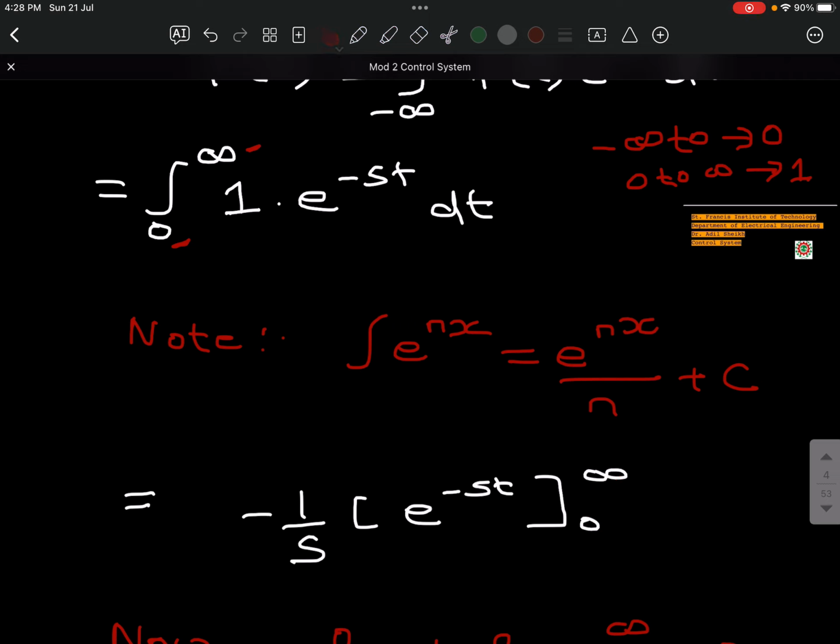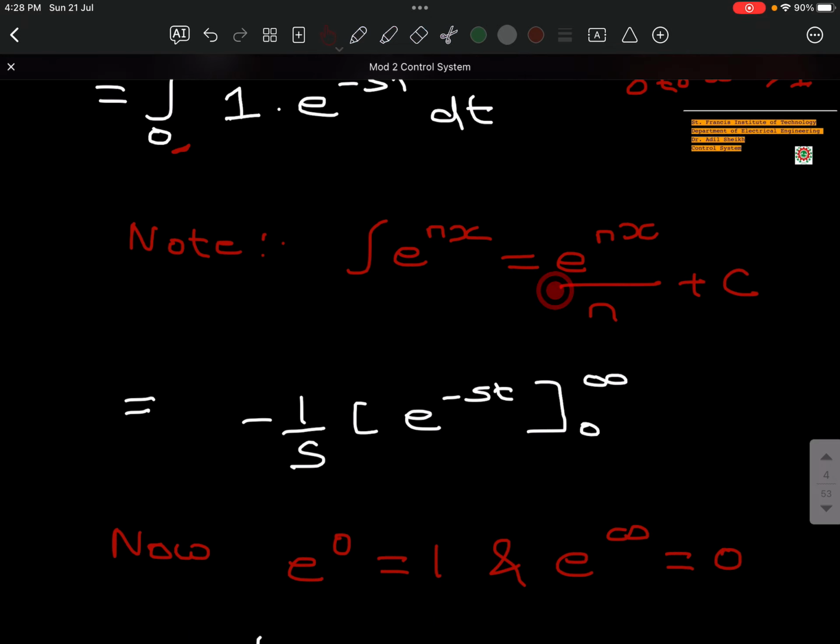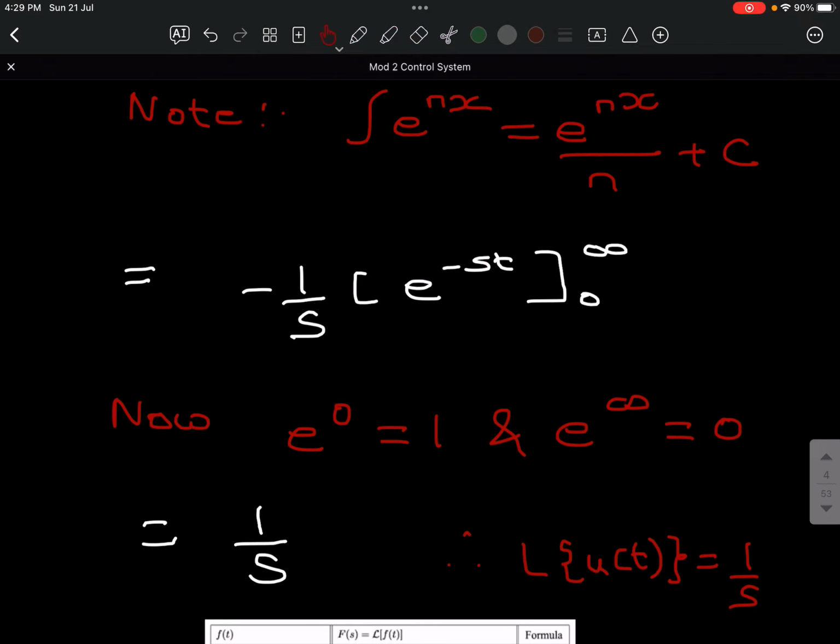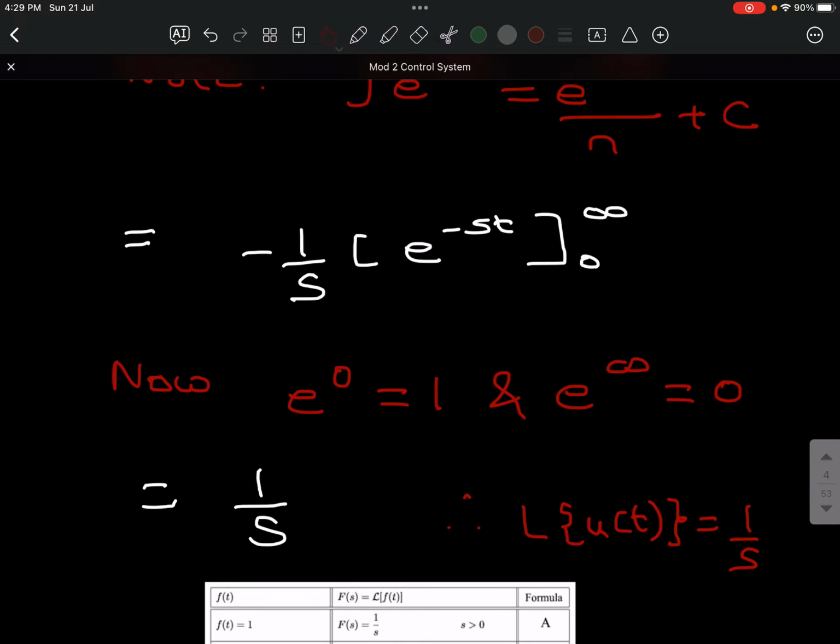Now again, if you do not remember the rules of exponentials, it is very simple. e raised to 0 is equal to 1. So e raised to minus 0 will be equal to minus 1. e raised to infinity or minus infinity is equal to 0. Now we will substitute 0 over here in place of s. Then we will substitute infinity in place of s. And we will substitute this value. So what answer will we get? The Laplace transform is equal to 1 upon s.